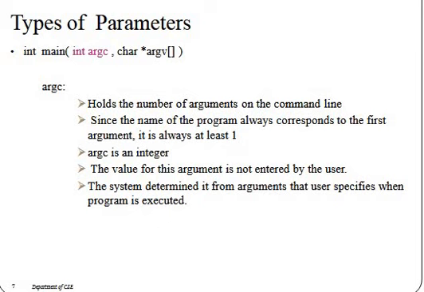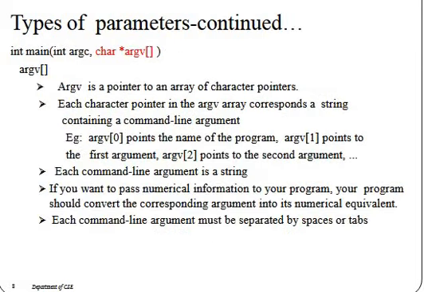Argc, argument counter. Argv is a vector, an array of character pointers. Argv of 0 always points to the name of the program. At the command prompt, we are supposed to specify the name of the program as the first argument, followed by the inputs. Argv of 1 points to the first argument, argv of 2 points to the second argument, and so on. And each command line argument must be separated by a space or tab.